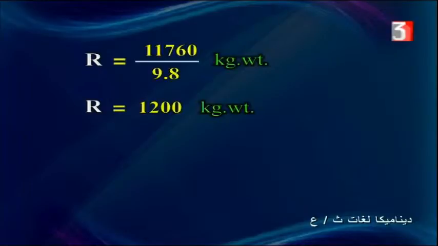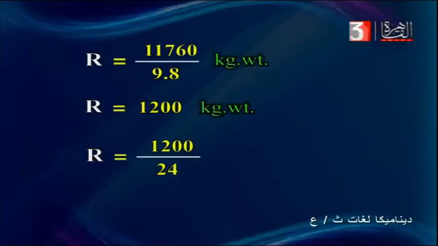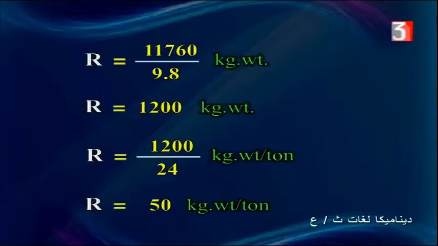But what is the resistance per each ton? R equals the total resistance, 1,200, divided by the mass of the car, which is 24 tons. Then R equals 1,200 over 24 kilogram weight per each ton. The resistance for 1 ton equals 50 kilogram weight, or R equals 50 kilogram weight per ton.